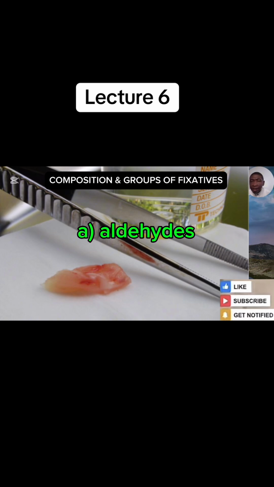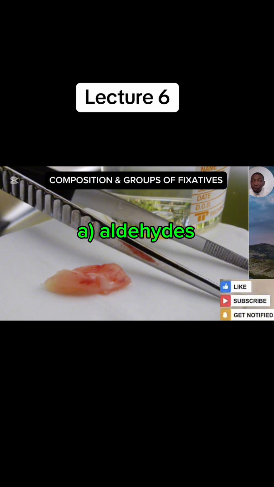So aldehyde fixatives contain aldehyde groups. Examples of aldehyde fixatives are formaldehyde, glutaraldehyde, and glyoxal. These aldehydes work by cross-linking proteins. They form covalent bonds, especially with amino groups in proteins, to stabilize and preserve the structure of tissues.